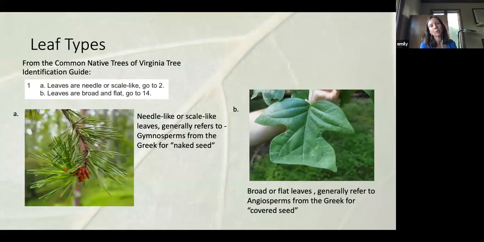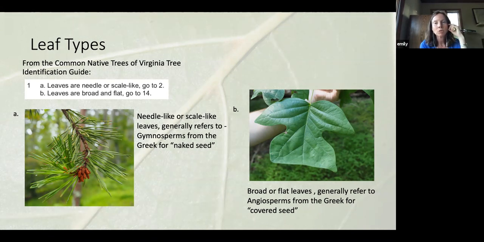Okay, leaf types. And here we go with our common native trees of Virginia tree identification guide. So one of the first things you'll see in that tree ID key is leaves. Are they needle or scale-like? Then go to 2. Or B, are the leaves broad and flat? Then you'd go to 14. So here in A, I've shown you a picture of what we're talking about for needles or scale-like.